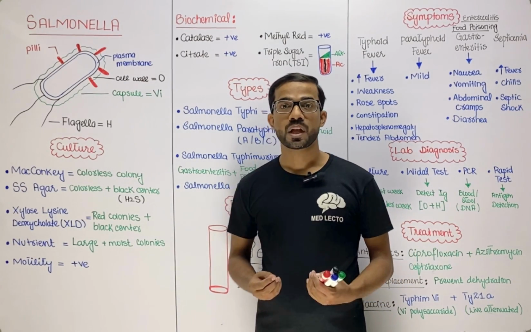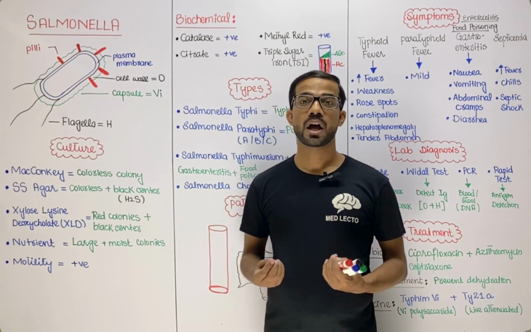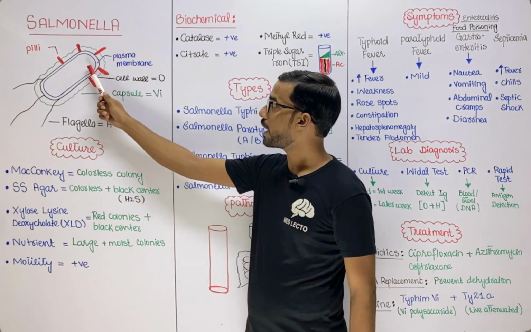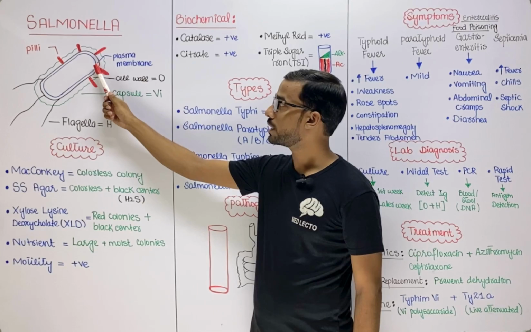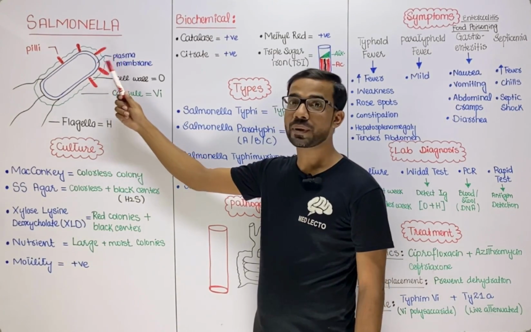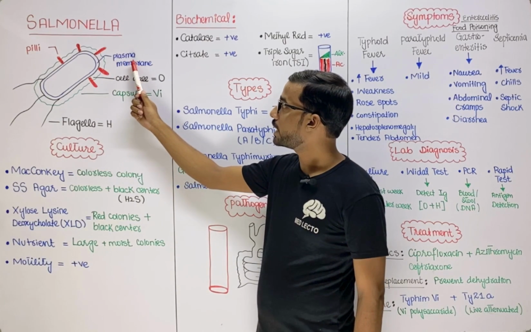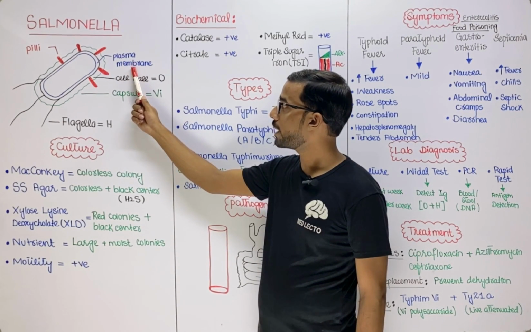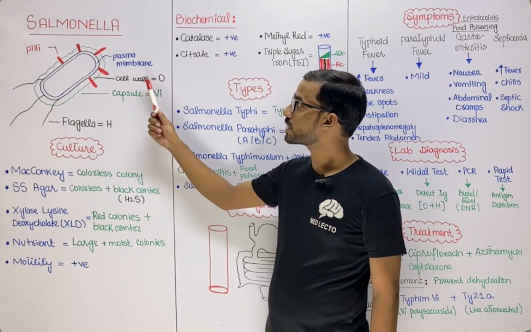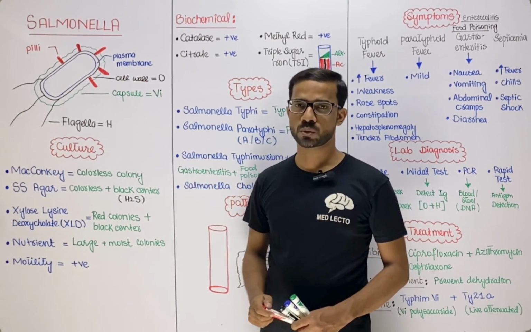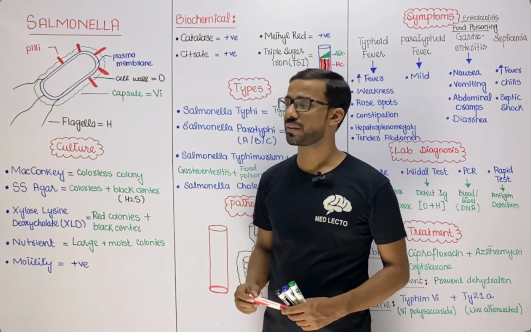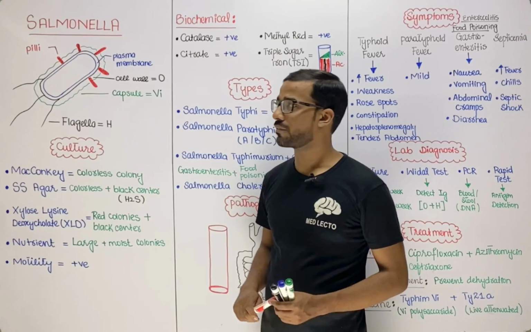First of all, we will look at what salmonella looks like. The important thing about salmonella is that it's a rod-shaped, gram-negative bacteria. It looks pink in color under the microscope. It has a plasma membrane. Outside the plasma membrane you will see the cell wall, and outside the cell wall you will see the capsule. But some species don't have a capsule, though the majority do.